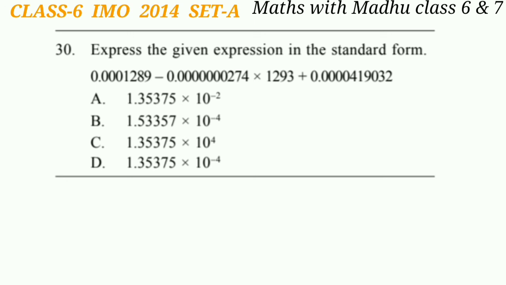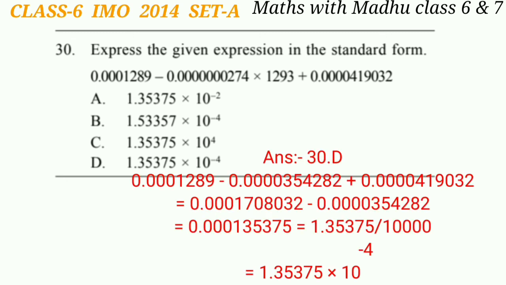Express the given expression in the standard form. Solve the expression. After solving it, we'll get 1.35375 divided by 10,000. We can write it as 1.35375 divided by 10 to the power 4, which can also be written as 1.35375 multiplied by 10 to the power minus 4. So the answer will be option D.